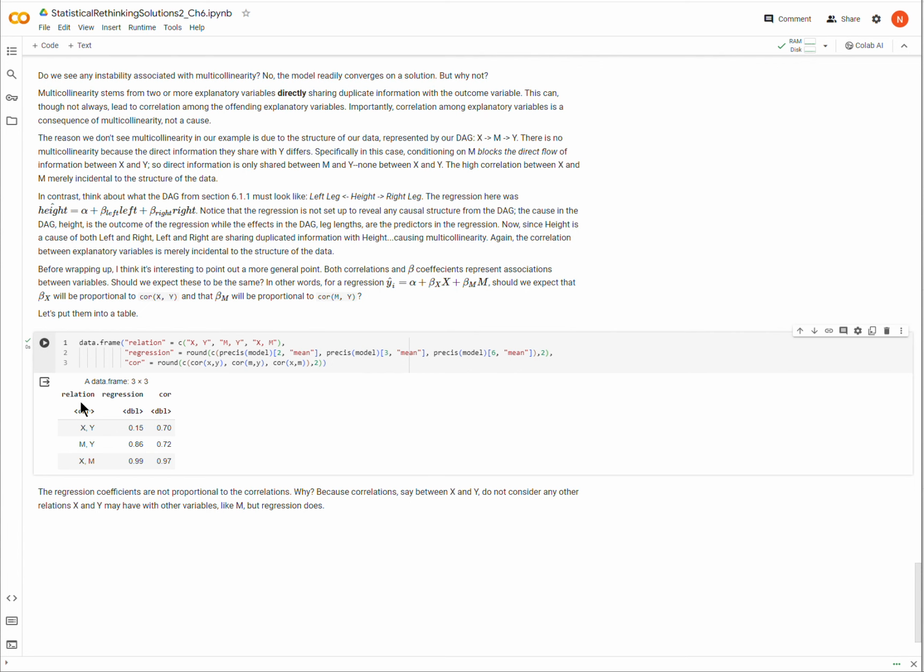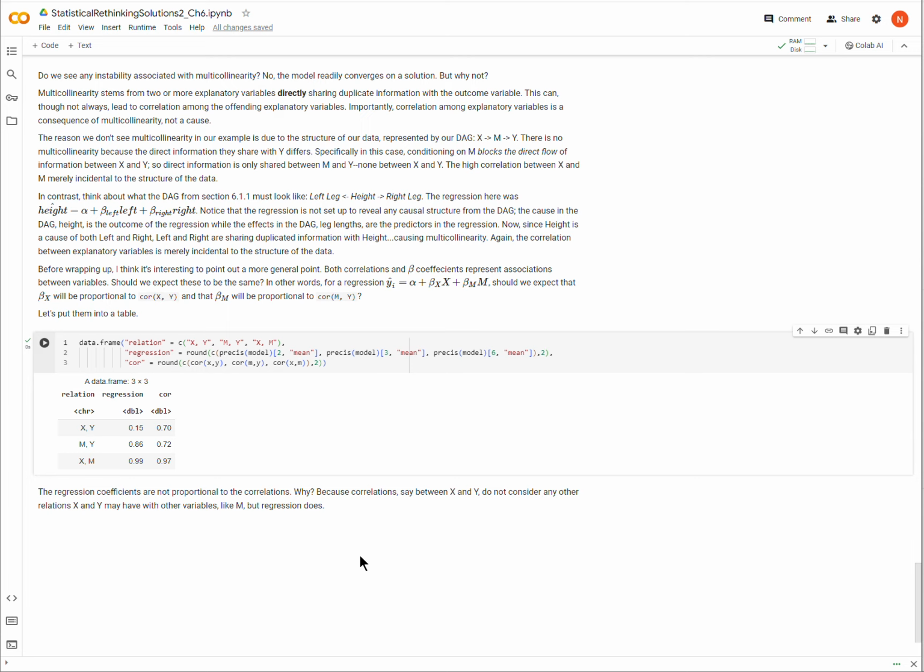Here I have the different relationships: X and Y, M and Y, X and M. I have the correlation coefficients that were found as well as the regression coefficients. You'll notice that these don't seem to be proportional as we go across. This is a very large difference, and then those differences vary. All of this is to say that correlations, of course, are not beta coefficients.